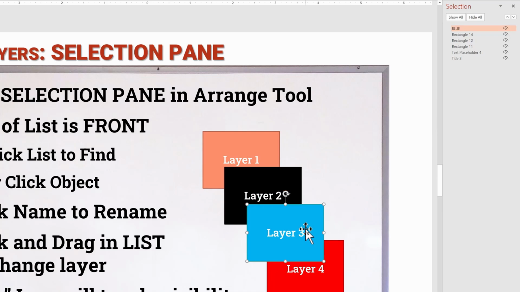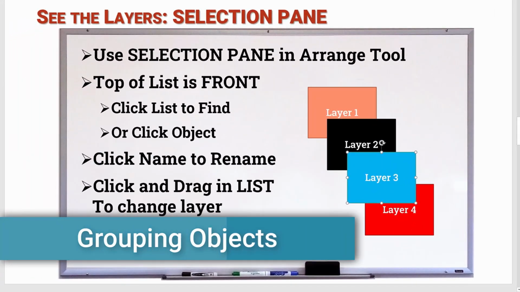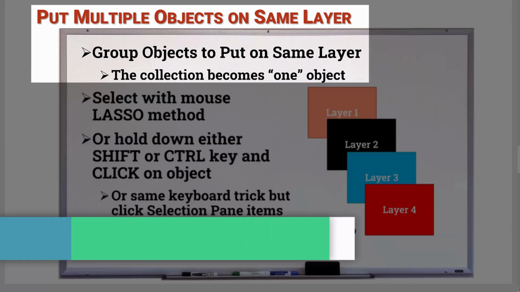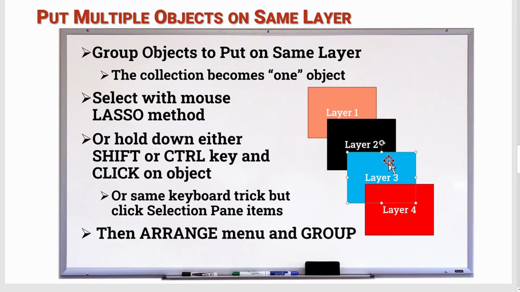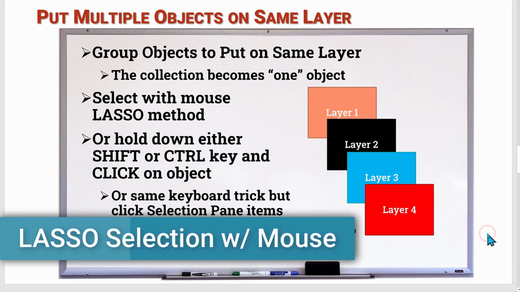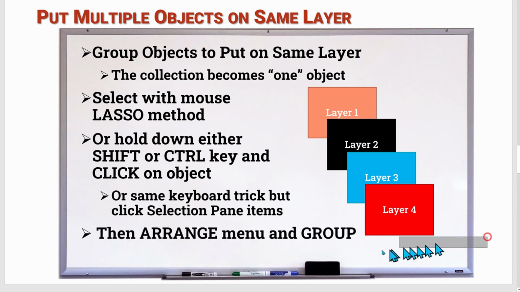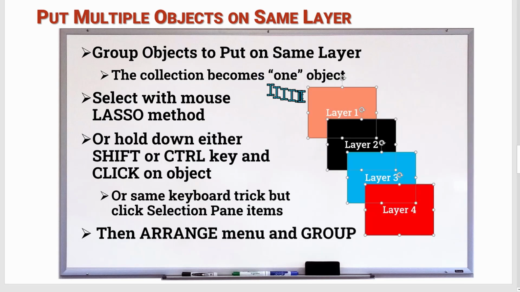Earlier, I said each object exists on its own layer, and always one object per layer. Well, that's not totally true, because you can combine objects together and they will jointly exist on one layer. This is called grouping. To demonstrate grouping, I need to show you multiple ways to select groups of objects, starting with the lasso method of clicking outside all the objects, dragging the mouse around all the objects while holding your mouse button down, and when you let go of the mouse button, all the objects should be selected as indicated by the grab handles.